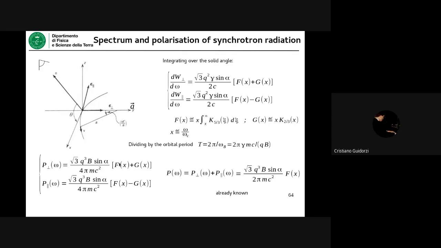Okay, so the additional information that we have now is that we split the total power between the two different polarization modes. So we immediately see that they are not equal. They are different. In particular, it goes without saying that the perpendicular component is stronger, more intense. You immediately see that because G is a positive quantity.